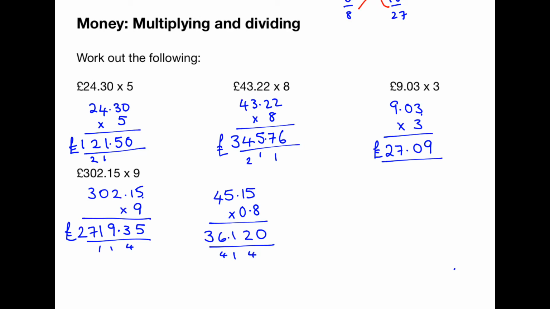But when we have a look at that number, 36.120, if we write that with a pound sign in front, that doesn't really look like money, does it? Because we only need 2 decimal places for money. So £36.12. We don't need that 0 on the end.